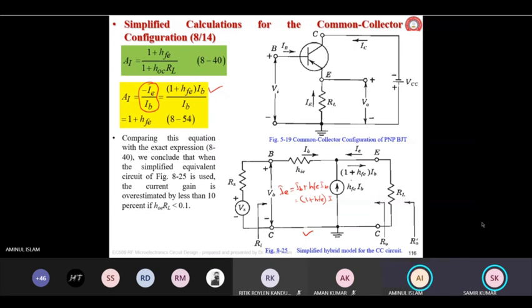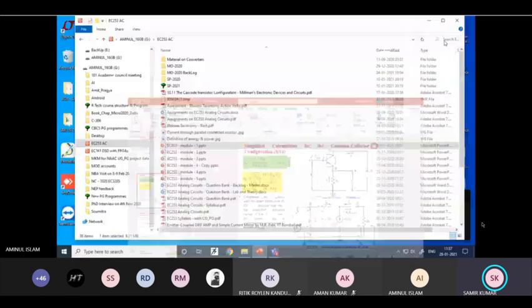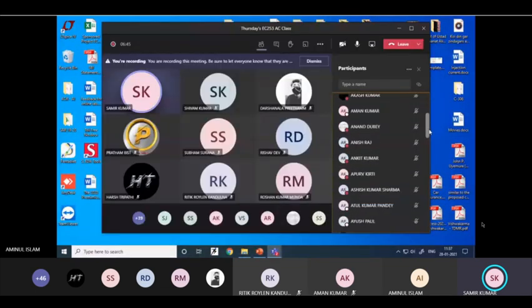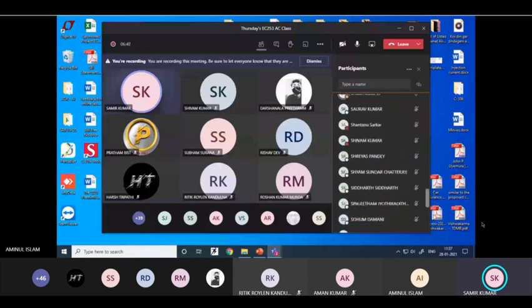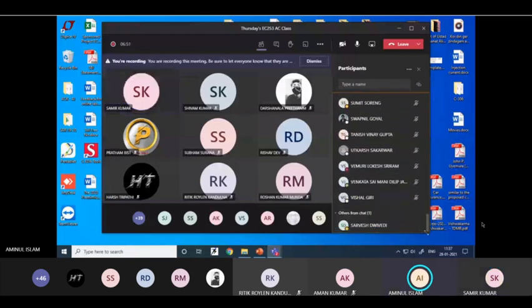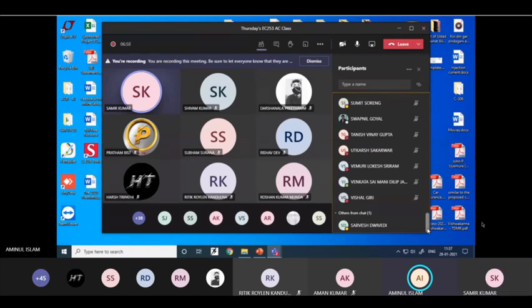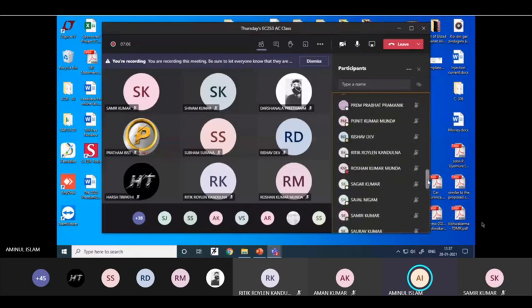Some noise is coming. Someone stop your mic. Are you not listening? Are you not listening to the noise, or are you just connecting and staying somewhere else? Please don't do that.